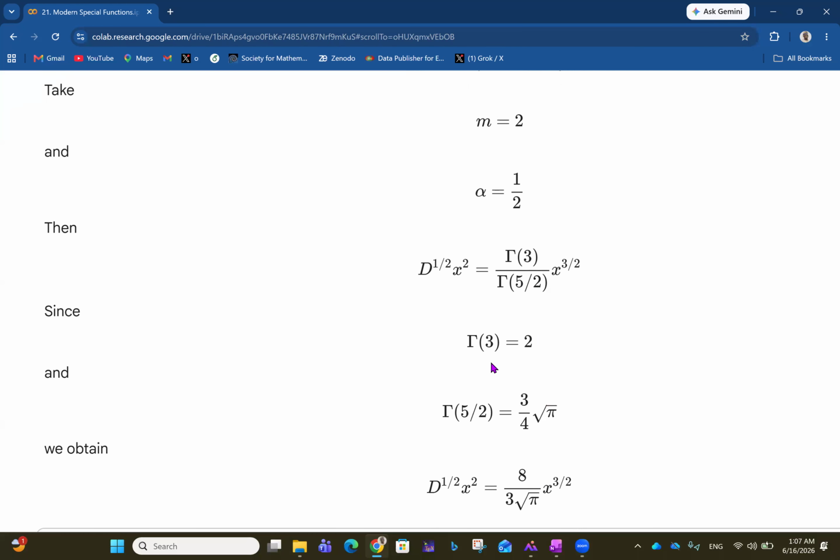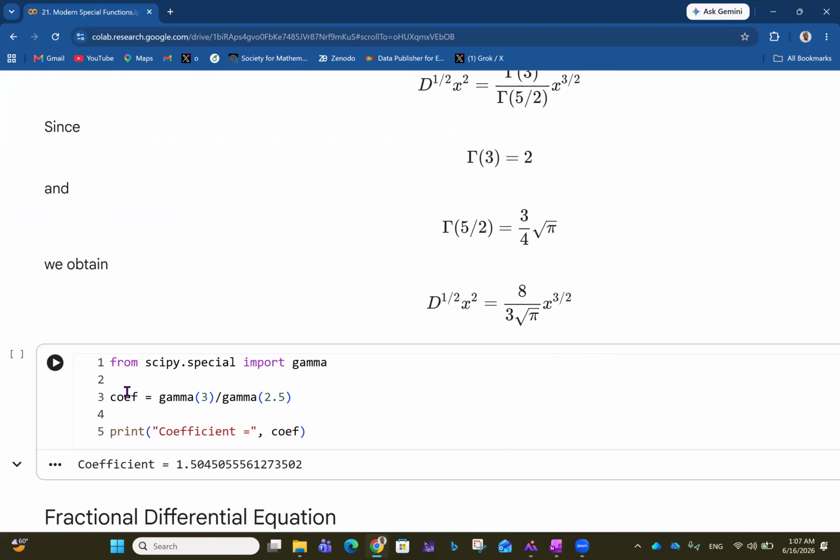I mean, we've done this a lot under beta function and gamma function, especially gamma function. And then in that case, it means we obtain the half derivative of x squared to be 8 over 3 root pi x raised to power 3 over 2. So this is the half derivative of x squared, basically. Isn't it interesting? We have coefficient of gamma 3 over gamma 2.5, so that's the coefficient you get here, which is 1.5045 and all of that. So that's talking about fractional calculus.